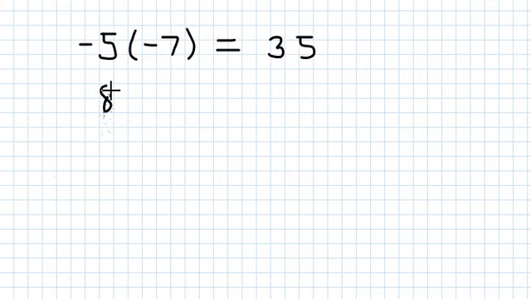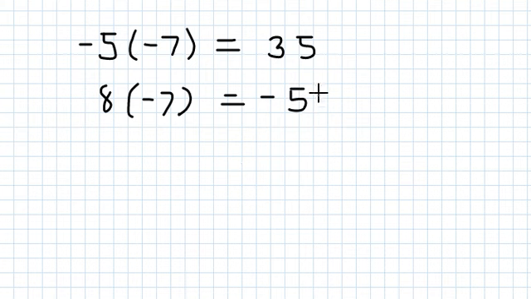So if I had, for example, 8 times a negative 7, we have a positive and a negative, right? So we end up with a negative number. Negative 56. What if we had three negative numbers?